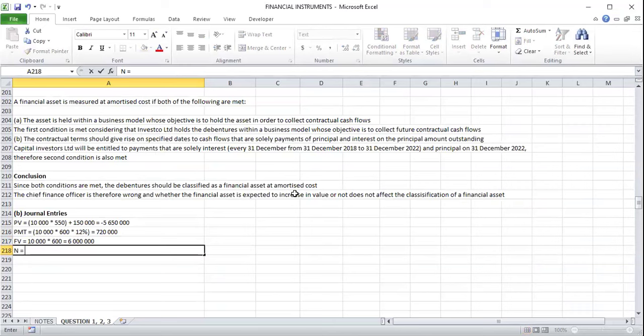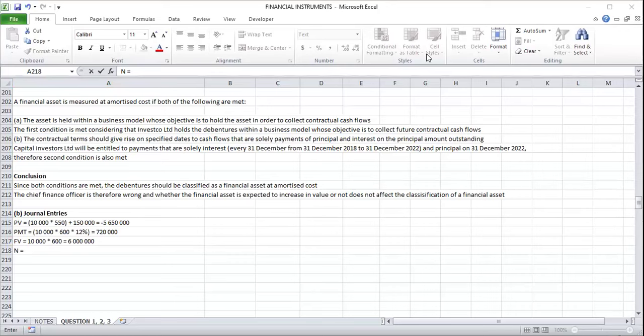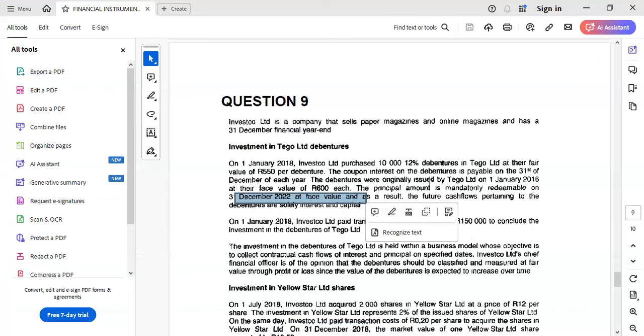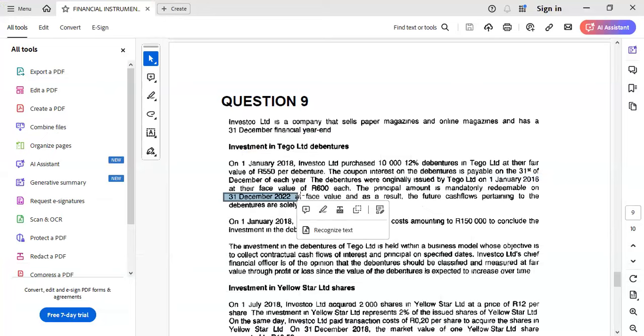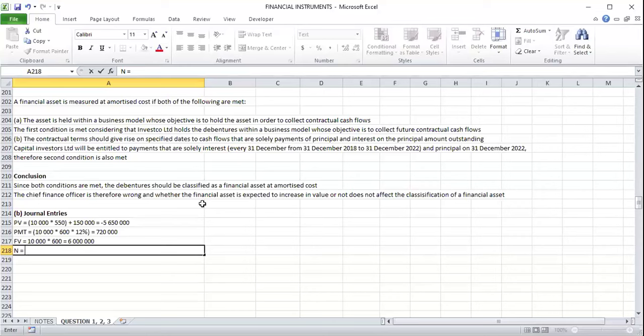Right, our N, remember that please, when you determine your N, don't be confused. We don't look at the dates from the issue date of 1 January 2016. We start from when we bought those financial instruments, we as a company. They were bought on 1 January 2018, and they will be redeemed on 31 December 2022, which is 5 years. So it's not 4, don't just say 2022 minus 2018, because this was 1 January and this is 31 December. So this is 5 years. When you determine your N, it is from the date that we as a company acquired those financial instruments.